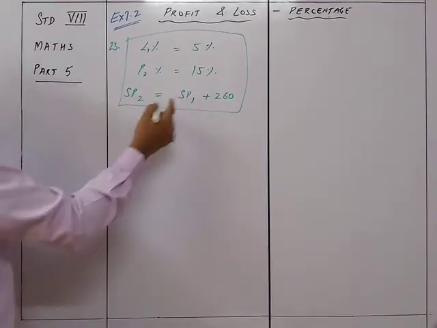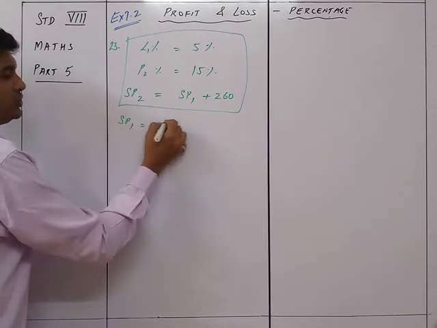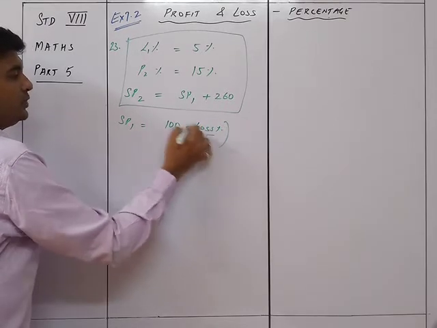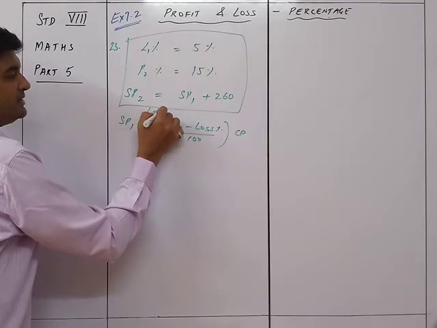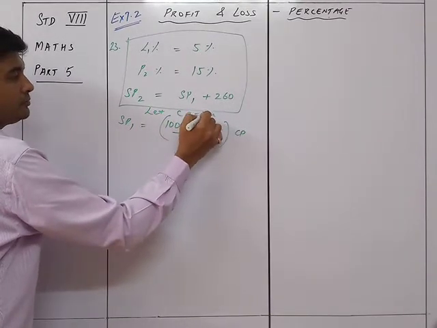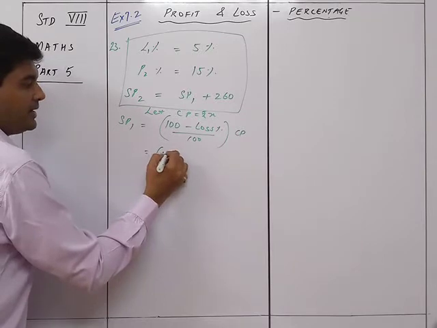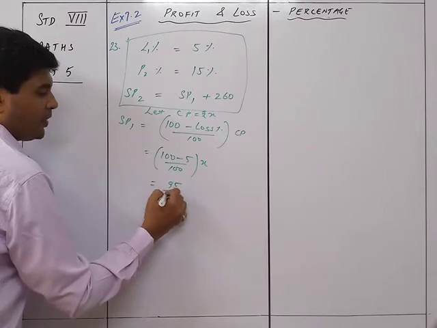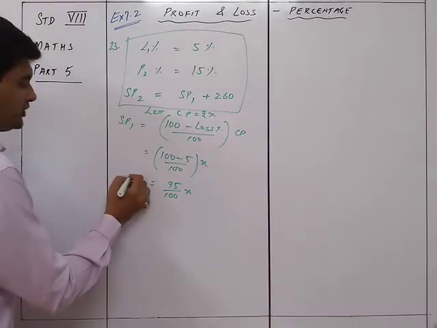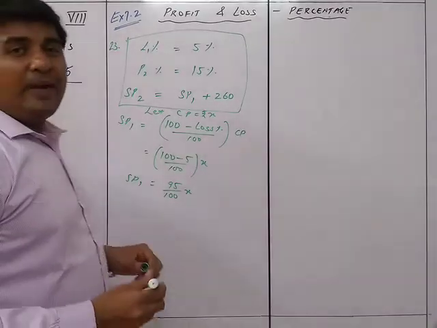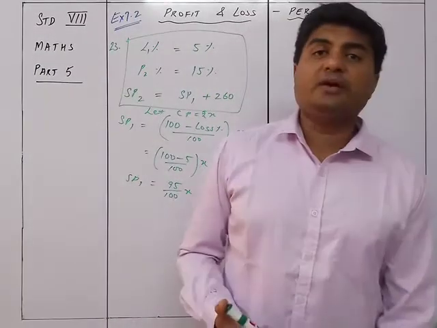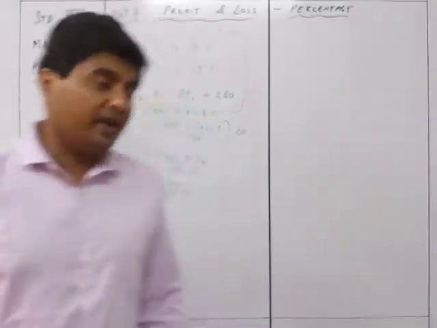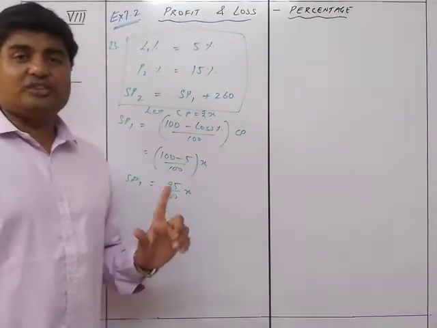Understood? As per this data, let us find out SP1. SP1 is equal to (100 minus loss percent) upon 100 into CP. Of course, let CP be X. So that will be (100 minus 5) upon 100 into X. So that is 95 upon 100X. That is SP1. So when he sold the sweater at 5% loss, he sold it at 95 upon 100 X rupees.